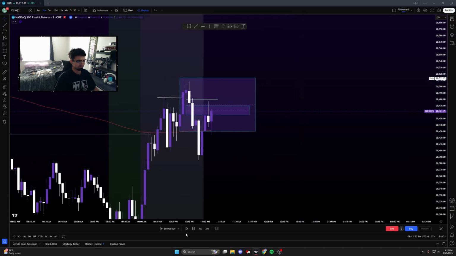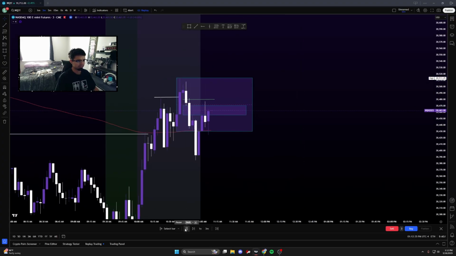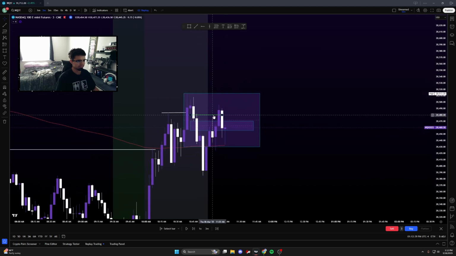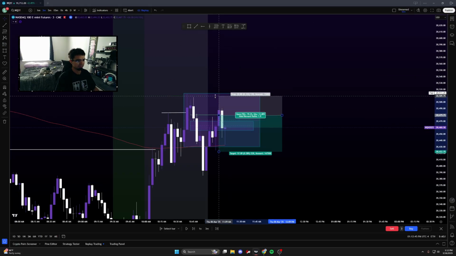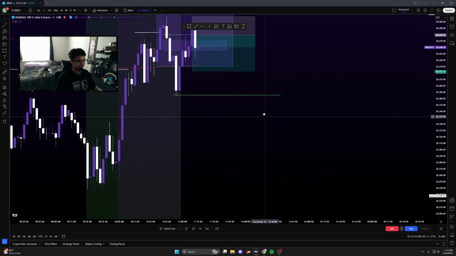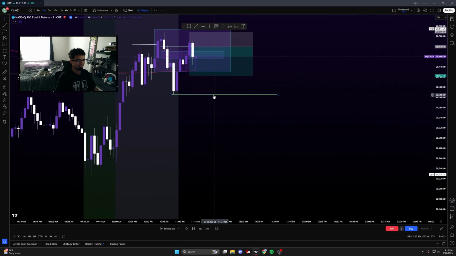So let this play out, see what happens. You see price sweeps that level that we had, and that's what our entry would look like. We would enter off the retest right here, and we set our stop to this high right here. And what are we targeting? Either a 3R, or we're targeting levels of liquidity.